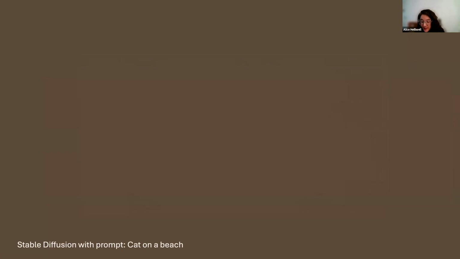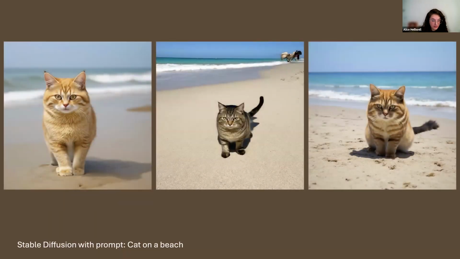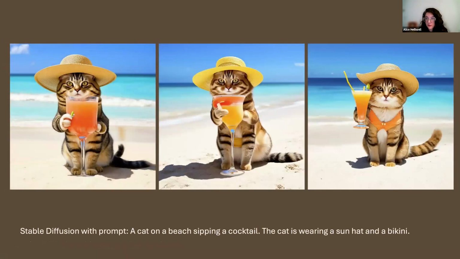So this was failure in a system that was particularly trained on generating images of cats, but we also see it in prompt-based systems as well. So for example, some will struggle with more unusual requests. Here's an example of some images that I generated of a cat on a beach. These 3 images are pretty fine. They look like cats on a beach, barring this strange thing in the corner here. But when I give a more complex prompt, such as a cat on a beach sipping a cocktail, the cat is wearing a sun hat and a bikini, we see that the system starts to struggle.